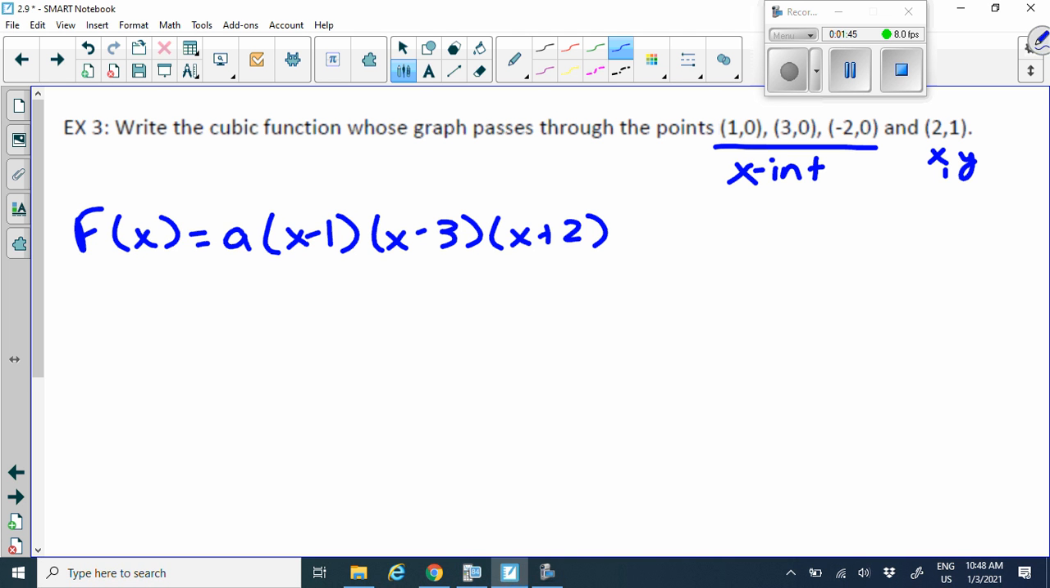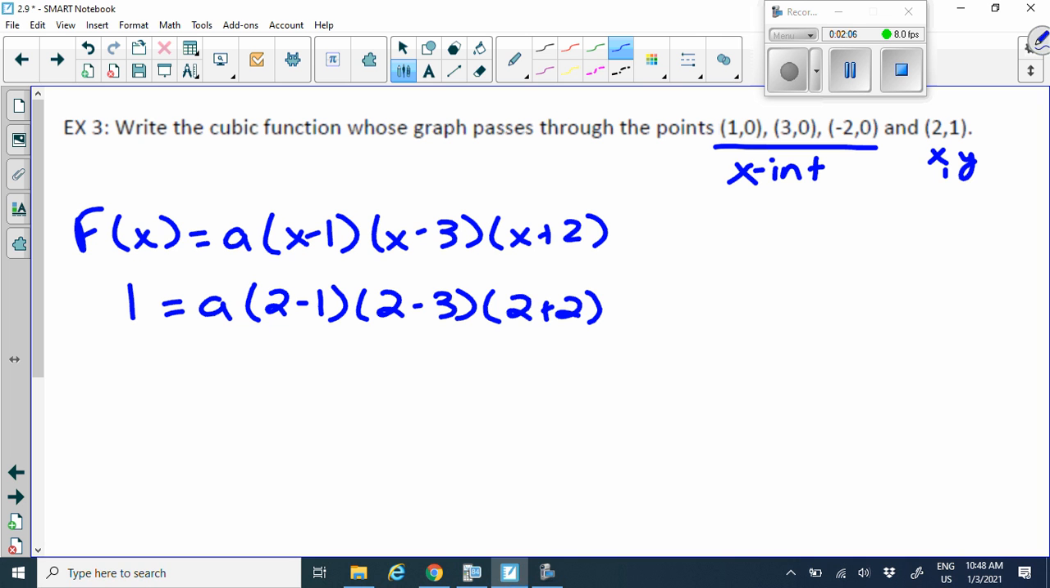So what we're going to do now is take our (2, 1) and plug that into our x and y. So f of x, remember, is the same thing as saying y. So where my f of x is, I'm going to plug in my y, which is 1. Okay, any place I see x, I'm going to plug in 2 there. So I have 2 minus 1, 2 minus 3, and then 2 plus 2. Now we go ahead and evaluate. So we have 1 equals a. Keep these numbers in parentheses, because remember, this is all being multiplied here. So 2 minus 1 is 1, then 2 minus 3 we get negative 1, and then 2 plus 2 is 4.